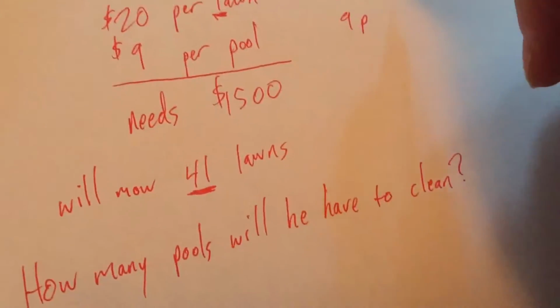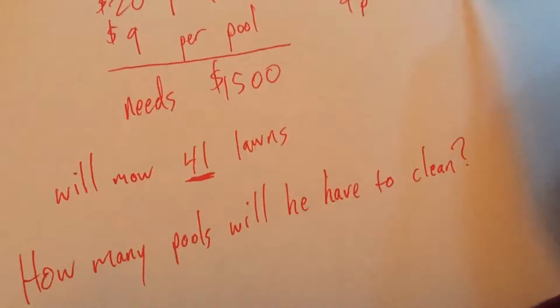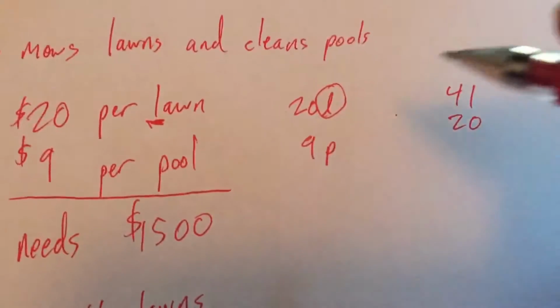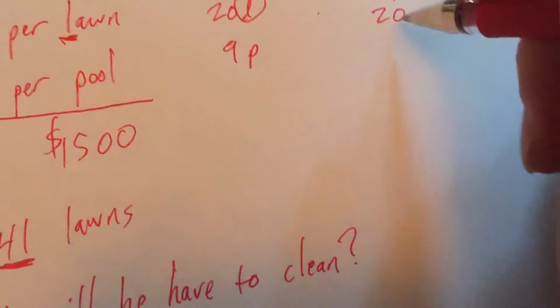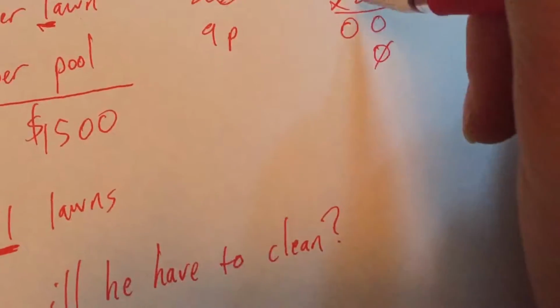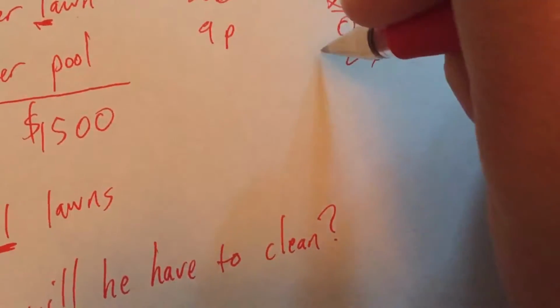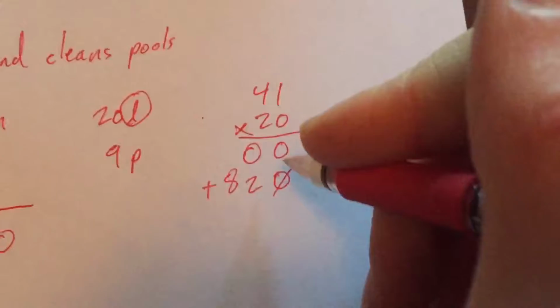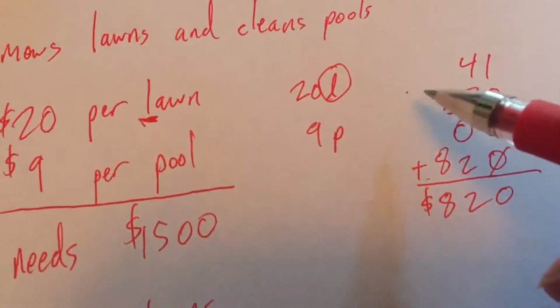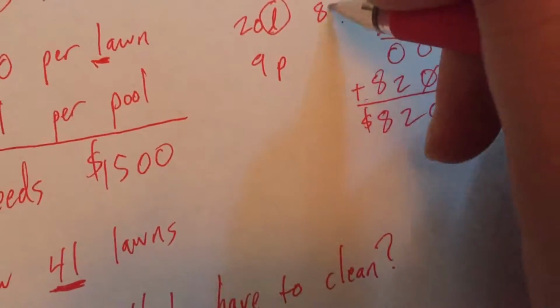So you would actually have to say, what is 41 times 20? Because we're going to plug that in for the L. So 41 times 20 would be 0, placeholder, 2 times 1 is 2, 2 times 4 is 8, and you will get $820. So now we know that instead of using 20L, I'm actually going to use 820.